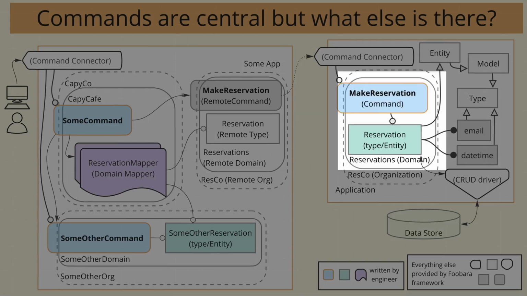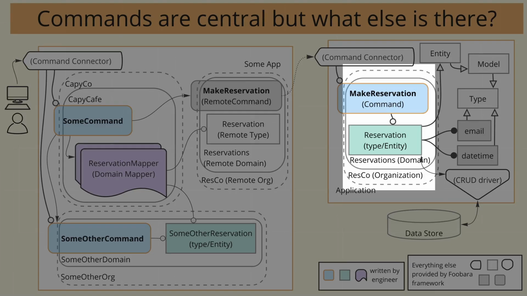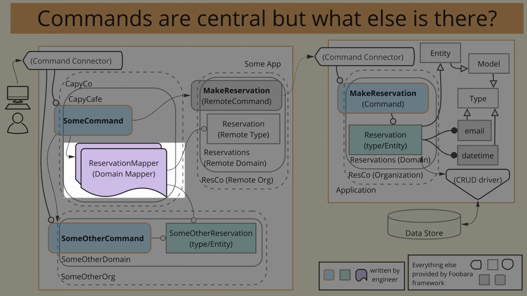Here we have a domain, which is a collection of commands and types and errors. Errors are not reflected here, but probably should be. We have an organization. That is a collection of domains. Over here, we have a domain mapper.